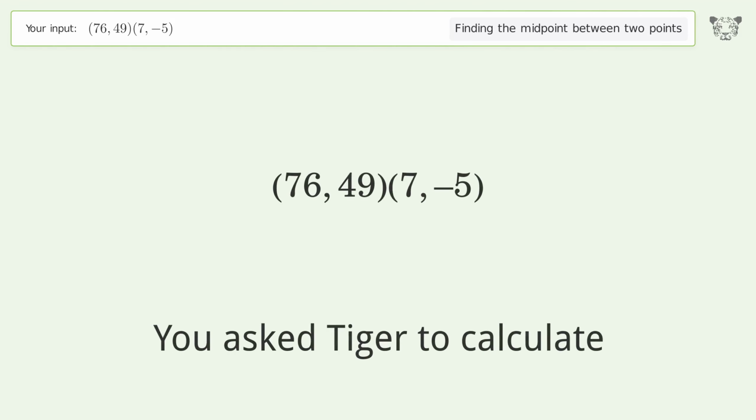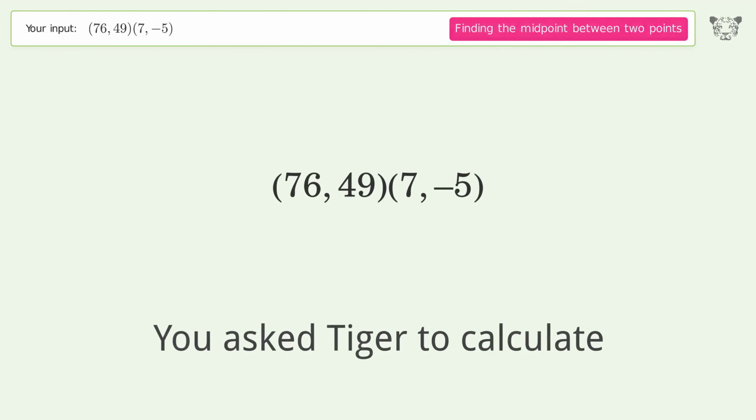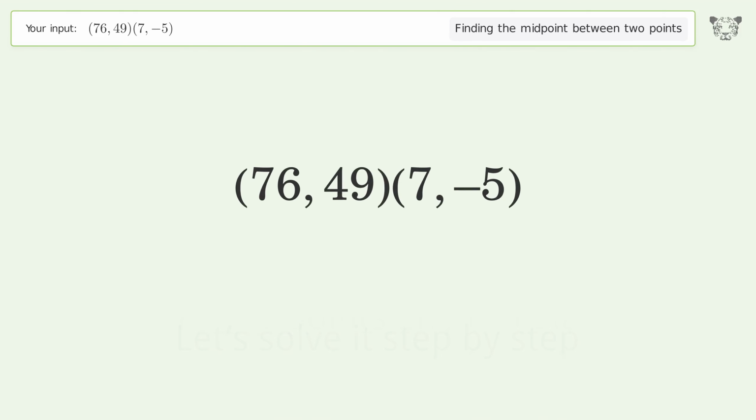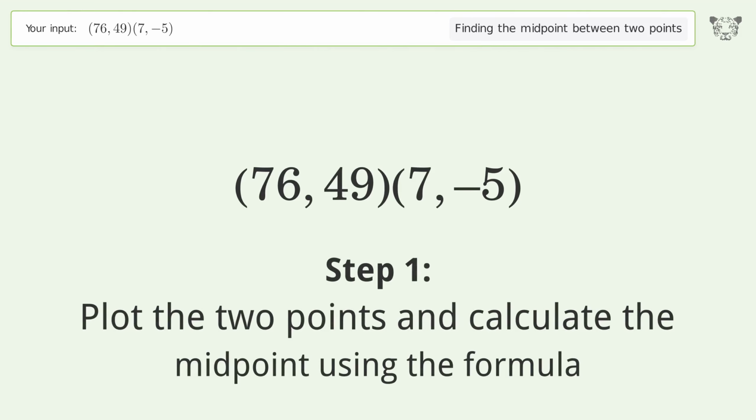You ask Tiger to calculate. This deals with finding the midpoint between 2 points. The midpoint between the 2 points is 41.5, 22. Let's solve it step by step. Plot the 2 points and calculate the midpoint using the formula.